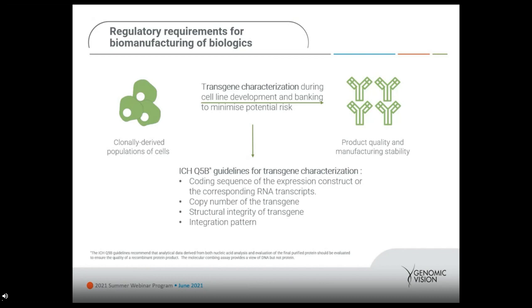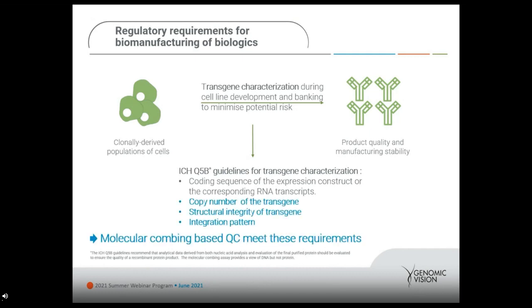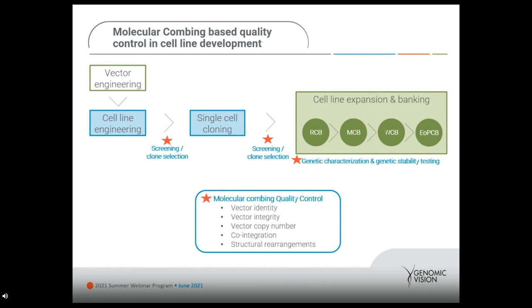As to the current guidelines for transgene characterization, they recommend to document the coding sequence of the expression construct, the copy number of the transgene, its structural integrity, and also its integration pattern. Molecular combing-based quality control meets these requirements. Our molecular combing-based quality control can be used throughout the cell line development pipeline. It can be used for screening and clone selection after cell engineering or single-cell cloning, and it can be used for genetic characterization and genetic stability testing during cell line expansion and banking.